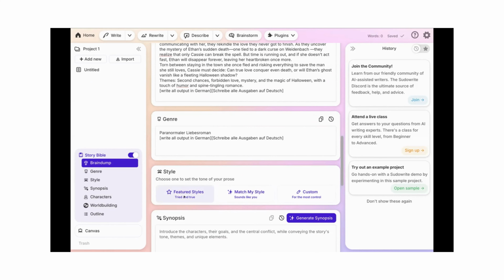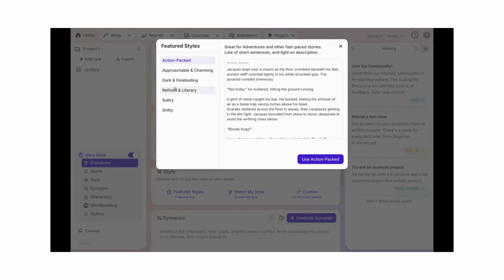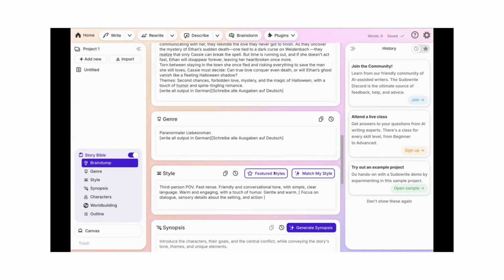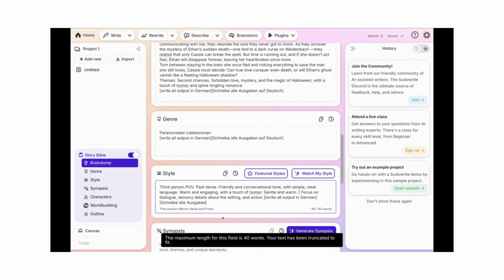I would just take some featured style for now. Approachable and charming. Cozy romance novel. Yeah, I think that's nice. I think we're cozy. We also have enough place almost to add further output in German.